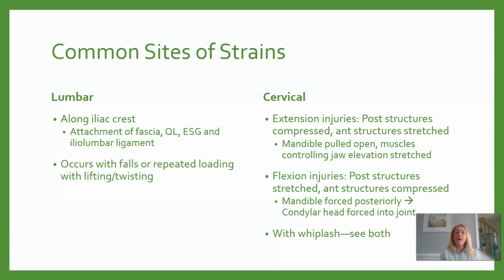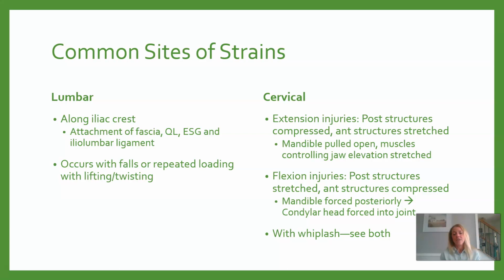In the cervical spine, we can see injuries with extension-based injuries where the posterior structures are compressed and then the anterior structures are stressed. This would be almost like a whiplash injury. So this would be overextending the cervical spine. And when that happens, the mandible is pulled open, and the muscles controlling jaw elevation are going to be stretched out.